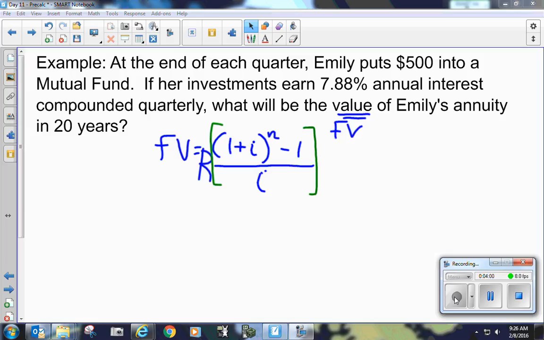Now, we're going to figure out what's what. We know we're solving for FV, future value. So what is my R? 500, because she's putting in $500 into a mutual fund, so it's 500. Right? What about her investment?